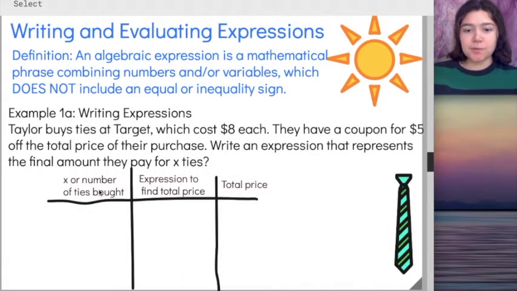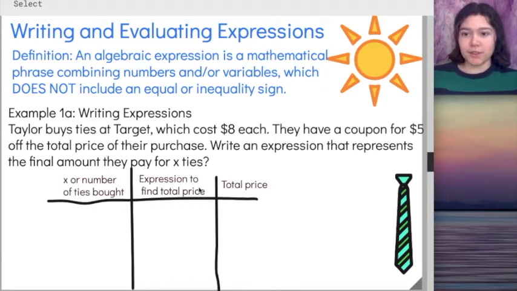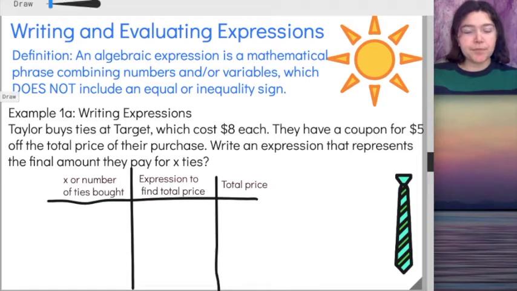I created a little table here to help me see this. I'm not expecting every time you try to write an expression that you create this table, but I do think it'll be pretty helpful in our early stages of understanding where we're getting our expressions from. On the left I have the number of ties bought, or what's going to be X. In the middle I have my expression that I'm going to use to figure out how much Taylor is paying, and the last one is the total amount they're paying.